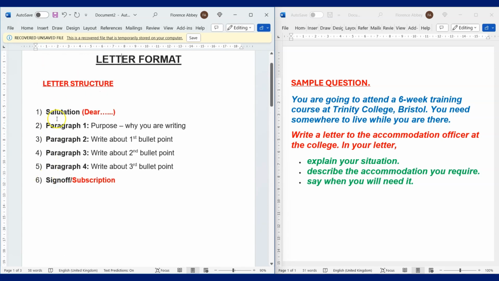So your letter structure will look like this. You salute the person, then in your first paragraph, you write the purpose of why you are writing. In the second paragraph, you write about the first bullet point, the first thing they will be asking you to do. In this question type, it's about explaining your situation, so you just write the purpose. In the third paragraph, you write about the second bullet point, and in the fourth paragraph, you write about the third bullet point. Then you sign off. So this is how your letter format will look.